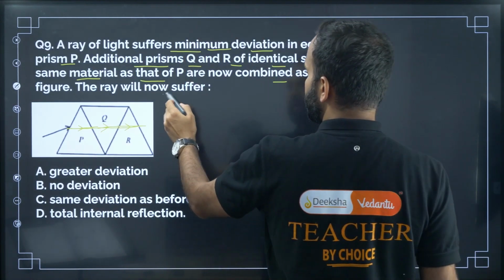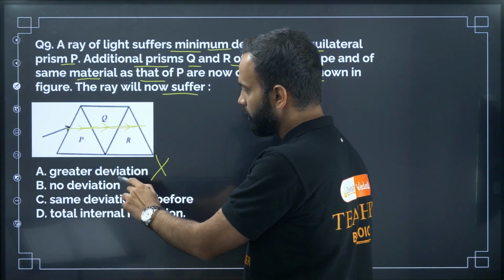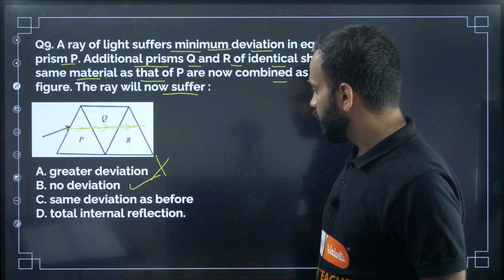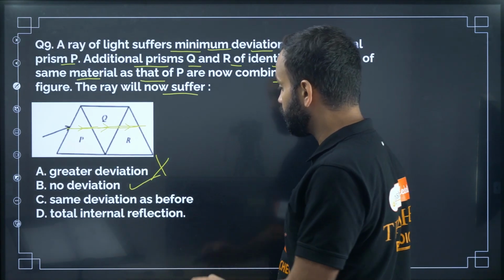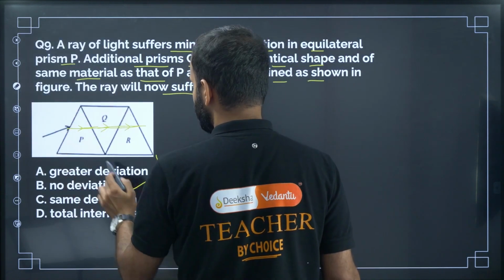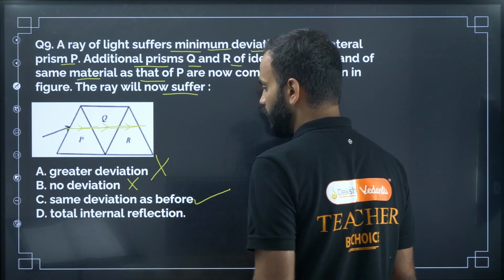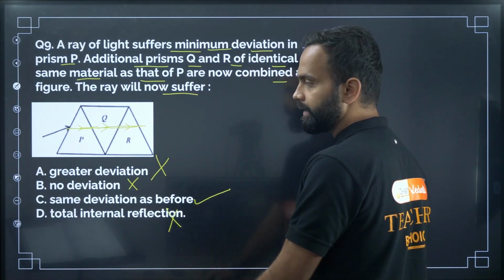No deviation. The ray will now suffer. Option A says greater deviation, wrong. Option B says no deviation, correct. Option C says the same deviation as before, not no deviation. Option D says total internal reflection, wrong. So the correct option is C.